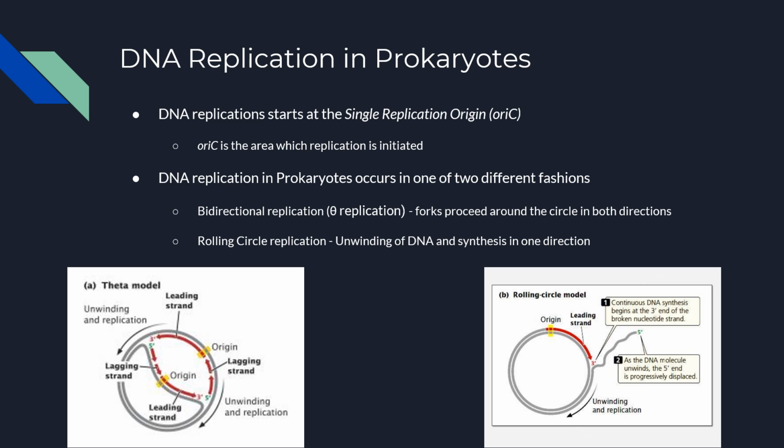Lastly, there are many differences between DNA replication in prokaryotes and eukaryotes. In prokaryotes, replication begins at the single replication origin, as prokaryotes generally have a small amount of DNA. Prokaryotic replication can be bidirectional, where replication goes in both directions from the origin, or it can occur in one direction, which is called rolling circle replication. Rolling circle replication is generally seen in the plasmids of prokaryotes.